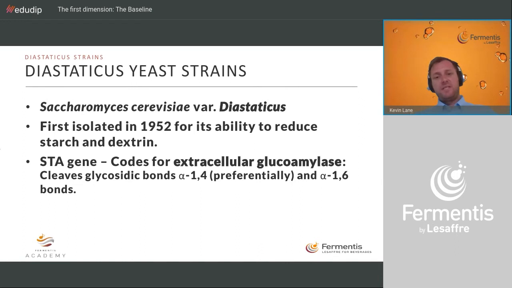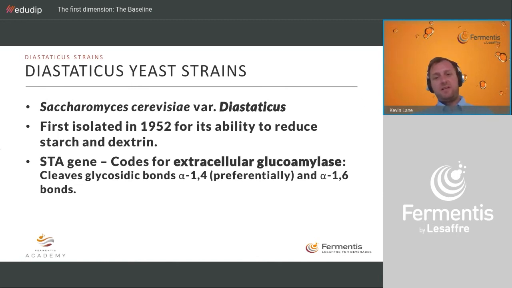First isolated in 1952 for its ability to reduce starch and dextrin to fermentable sugar. I think the oldest paper that I found on Diastaticus when I was looking into it 4 years ago or whenever that was, a paper from Guinness, was sometime in the 1940s. So it's been known about for quite a long time. That paper was talking about attempting to name the Diastaticus strains as a new species, which obviously didn't take because it's a variety of Cerevisiae. But it's been known about for a long time.